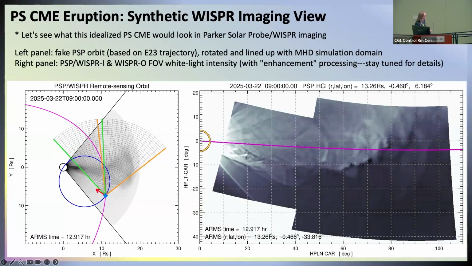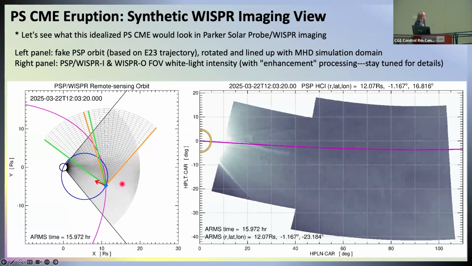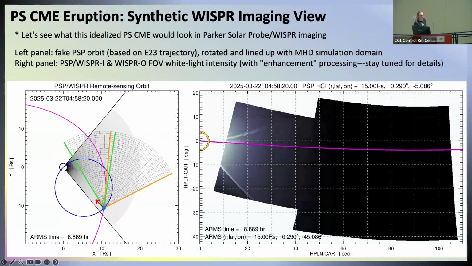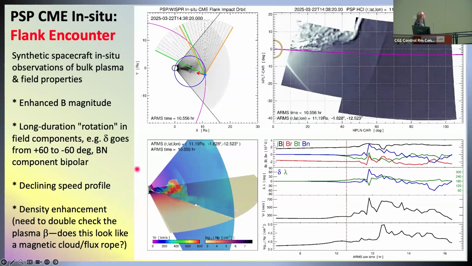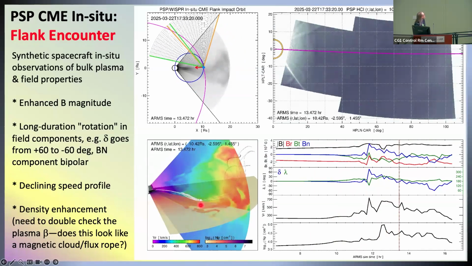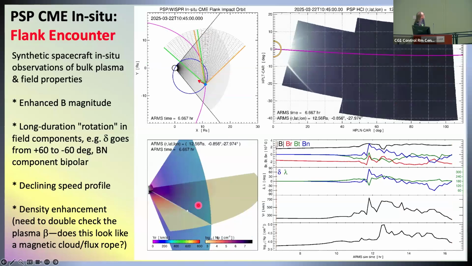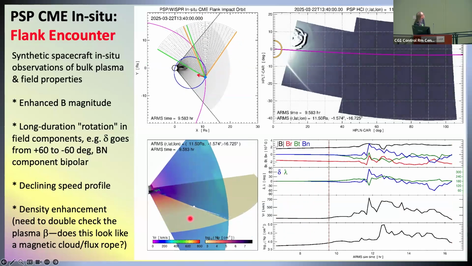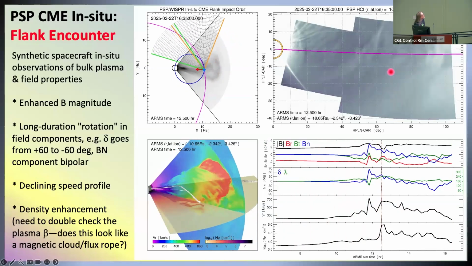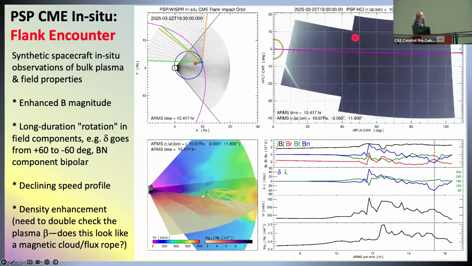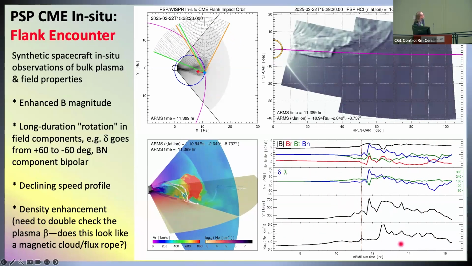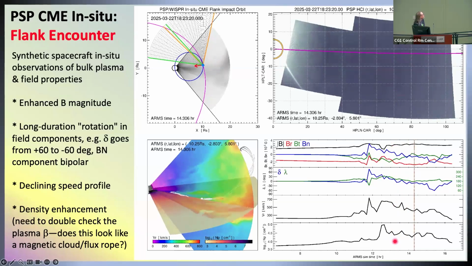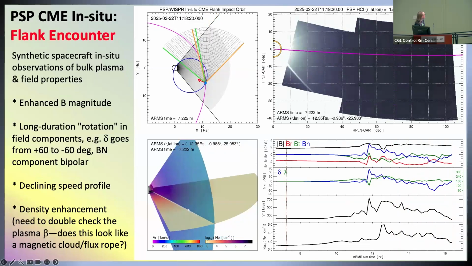And the good thing about simulations is you can take your Parker Solar Probe trajectory and just move it around and sample different parts of your simulation. So here's a version where we run right into part of that CME at the bottom here. So this is kind of a flanking encounter. You can see the white light signal just running into the ejecta up here. And this is the kind of in situ time series that my fake Parker would measure flying through this simulation.